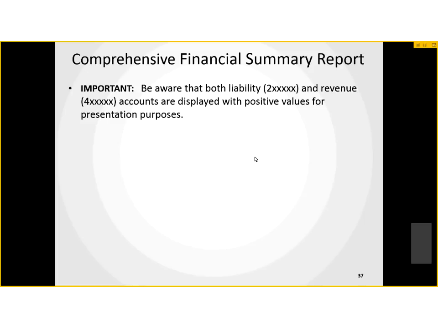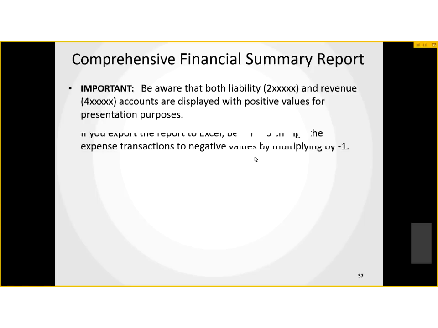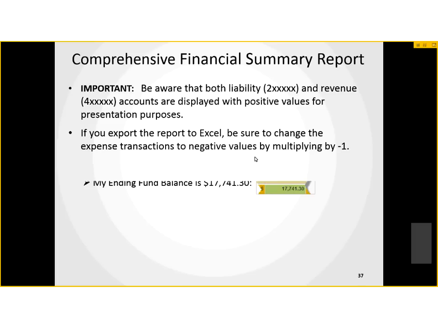It's really important to be aware of how things are displayed in this report. Liability and revenue accounts are both displayed with positive values. What that means is, it's fine on the screen. When you're looking at it, everything's fine. But when you export it to Excel, it can get a little bit confusing if you don't flip the sign on your expense transactions. You want to multiply those expense transactions by -1 so that you get a negative value. Let me tell you what I'm talking about.